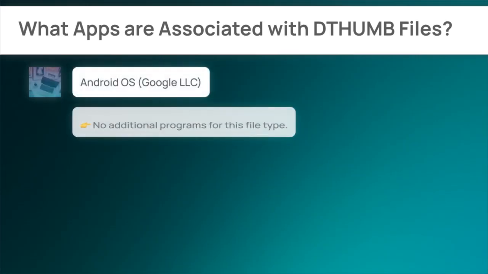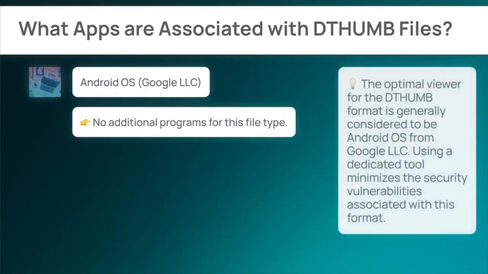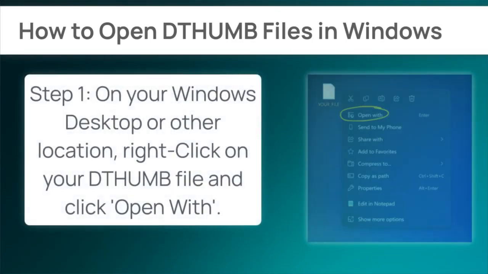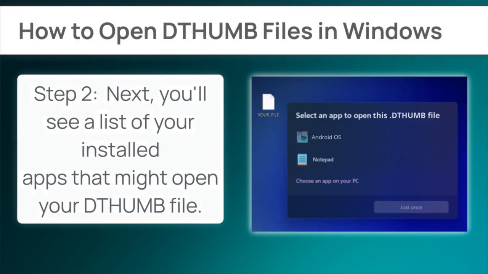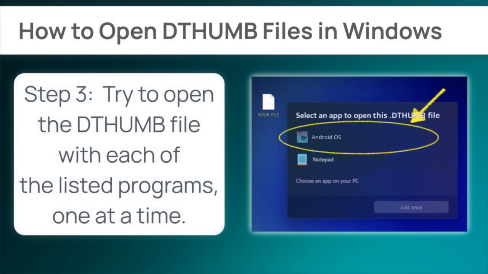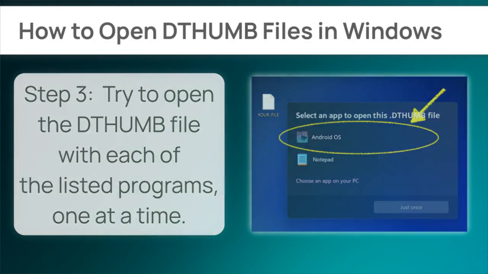Typically, DTHUMB files can be opened with Android OS created by Google LLC. A dedicated program is essential to prevent unintended security breaches or data loss. Windows provides limited insight, so these files are most useful inside the program that created them. We are checking the software landscape. Right-click your DTHUMB file and select Open With. If Android OS is installed, test that now. If not, choose another program. We need to check every possibility.